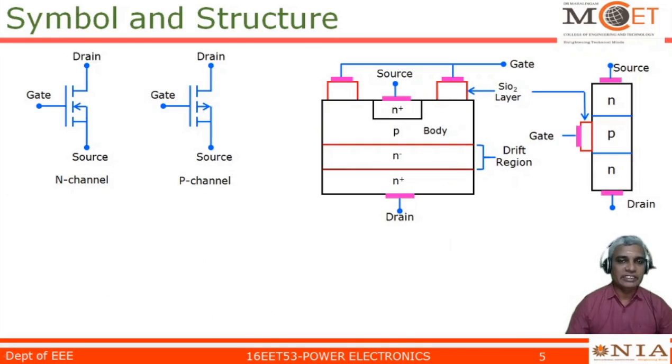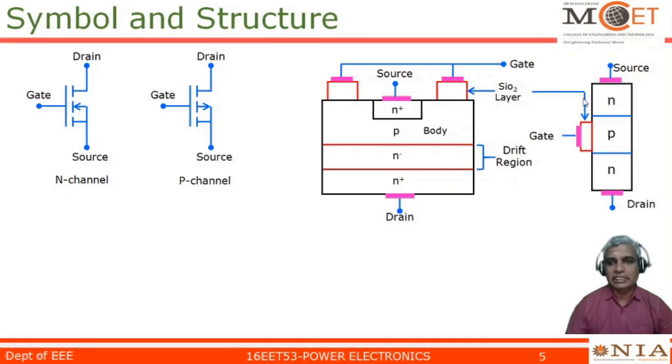Let us go into the understanding of the symbol and its construction. Power MOSFETs are generally classified into two types: N channel and P channel. And it has three terminals, namely gate, drain and source. The N channel symbol will have an arrow mark pointing inside, whereas the P channel symbol will have an arrow mark pointing outside, which is very similar to NPN transistor and PNP transistor. So this is the symbol of BJT, N channel and P channel, and of MOSFET, N channel and P channel.